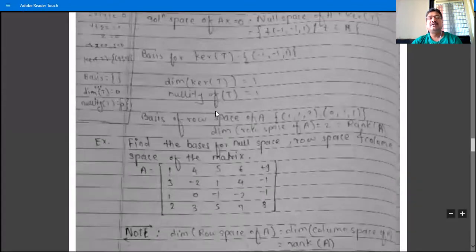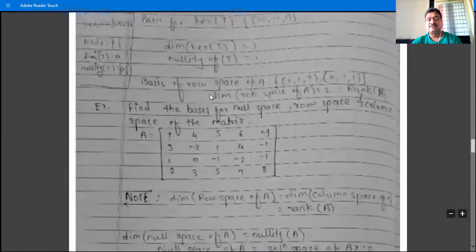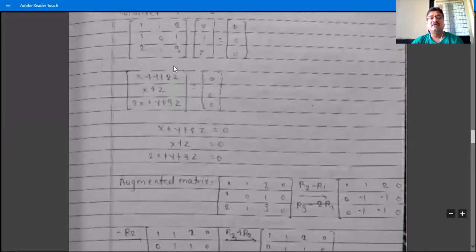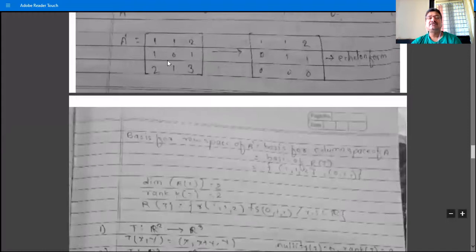1, 1, 2. Then write the second row as the second column, that is 1, 0, 1. And write the third row, 2, 1, 3, as the third column. So this is A transpose. First row as first column, second row as second column, third row as third column. And then we have to reduce this matrix to echelon form.